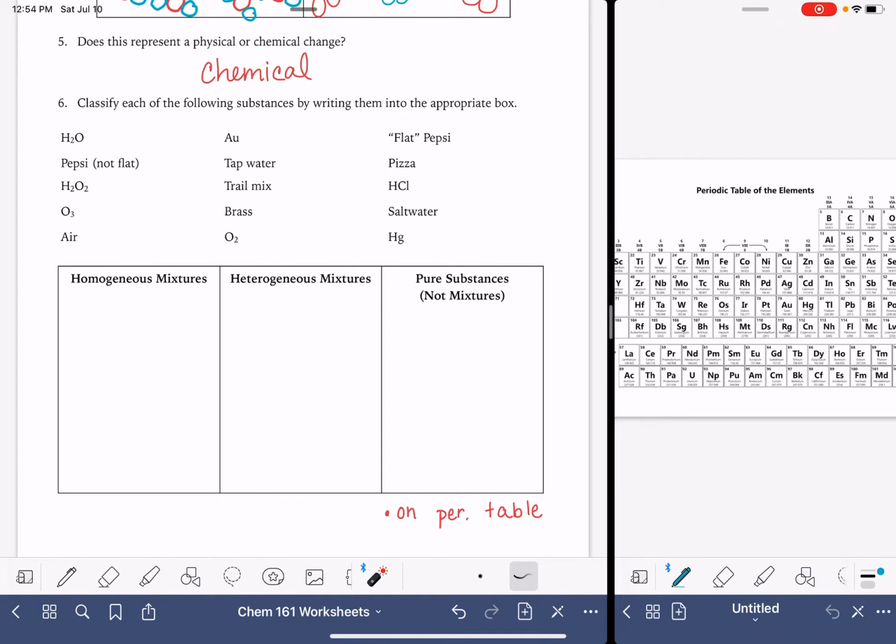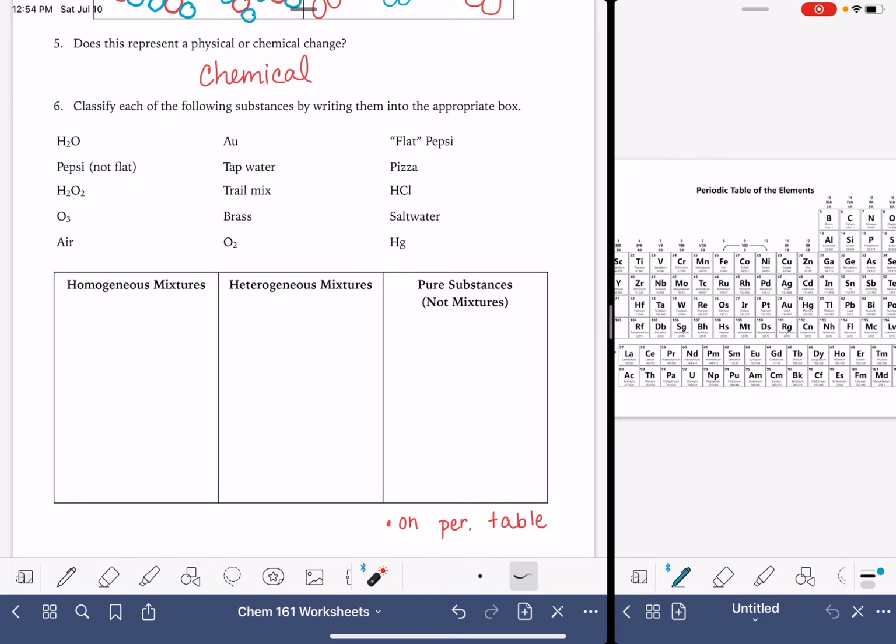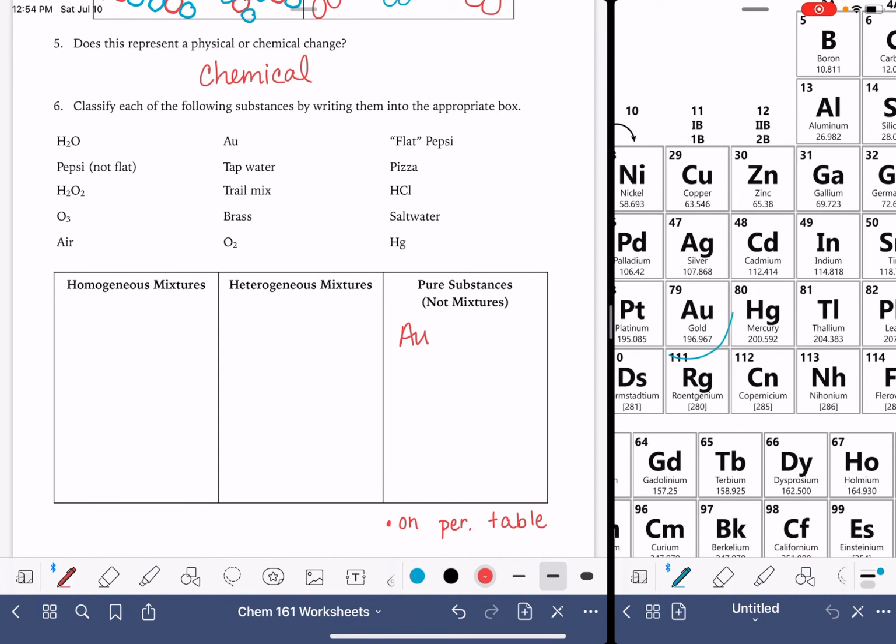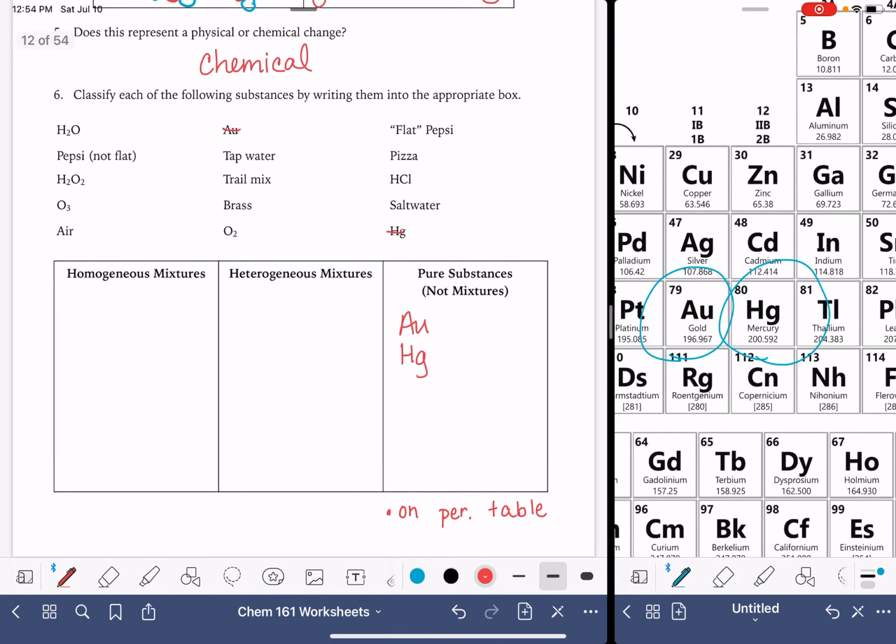Atomic symbol is a 1 or 2 letter symbol. The first letter would be capitalized, the second letter would be lowercase. And so there are 2 of those on here. We have gold, which is Au, right here on the periodic table. And then mercury also. So I'm going to cross those off. So these are examples of types of atoms, and all of the different types of atoms are on the periodic table. Another thing that is going to be a pure substance is something that is represented by a molecular formula.